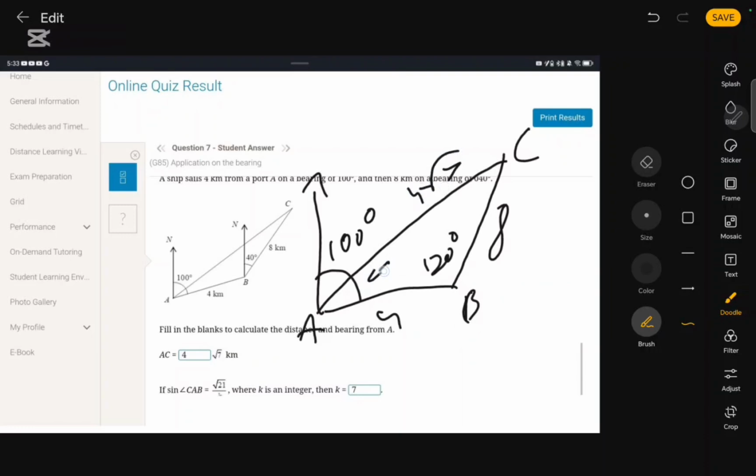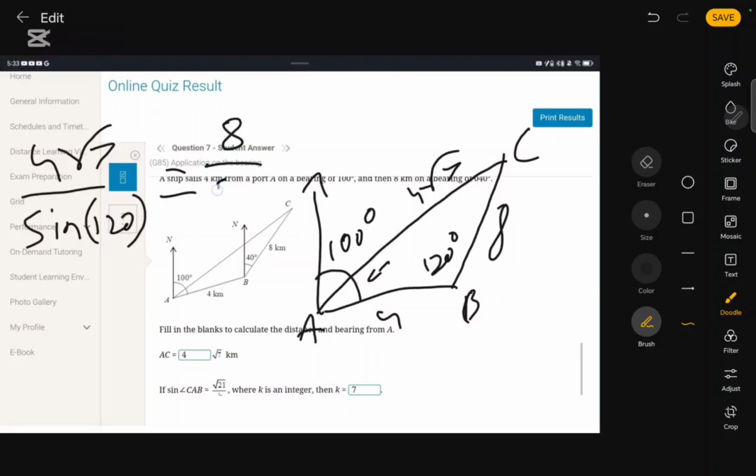Now we want to find this angle right here. To find this angle, you have to do sine rule. You can do 4 radical 7 over sine 120, or you can just flip it and do the other one with the sine on top. So I'm going to do both ways. So I have 4 radical 7 over sine 120 equals 8 over sine x.